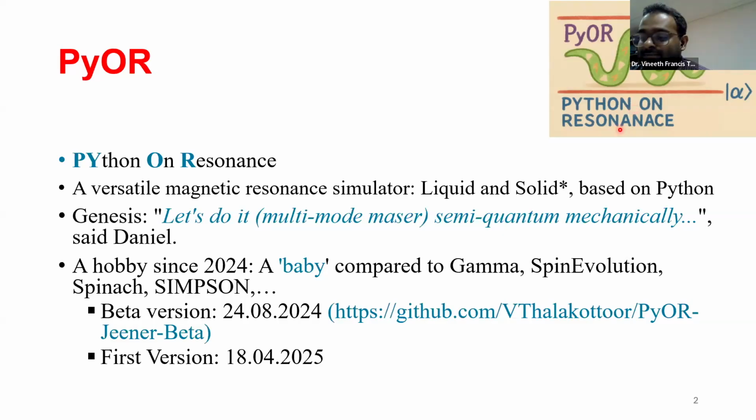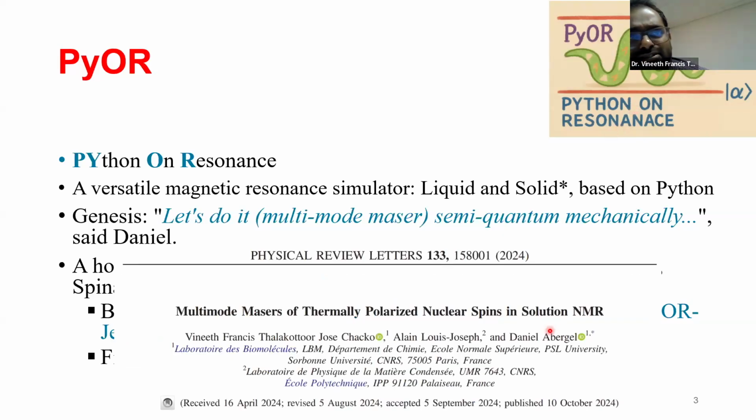After we made the first draft of the paper on multimode masers with thermally polarized nuclear spins. Before that we were using Bloch equations to simulate NMR masers, and since we started working on coupled spin systems, the Bloch equation is not so useful, so we needed to do the simulations semi-quantum mechanically.